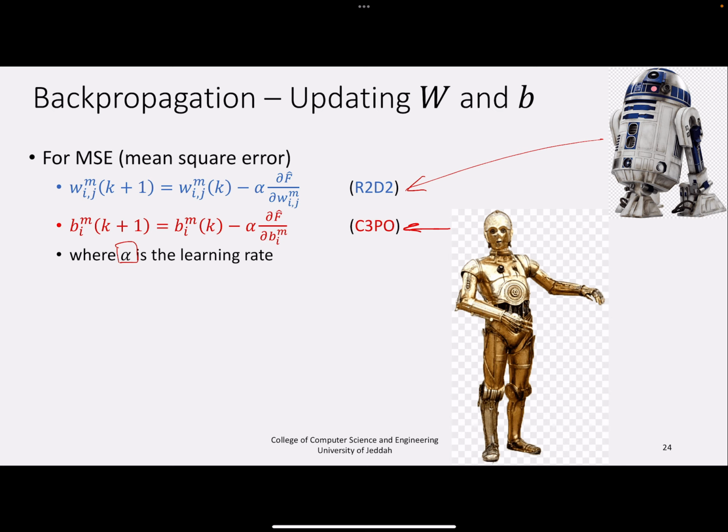And you can see over here that there are numerator terms in both of these equations that are basically the error function. And we're taking their derivative with respect to different weights, the ijth weight of layer M, to update the ijth weight of layer M.